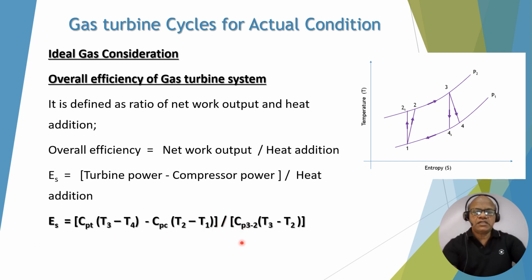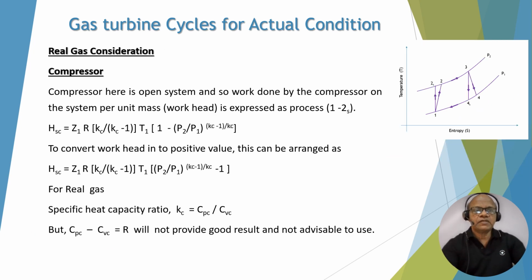Divide by CP3 minus 2, sorry, CP32, that is process CP23 into T3 minus T1. So this is the expression for overall efficiency of gas turbine system. Now the same analysis has to be considered considering the gas is real, because in industries real gas application is used.